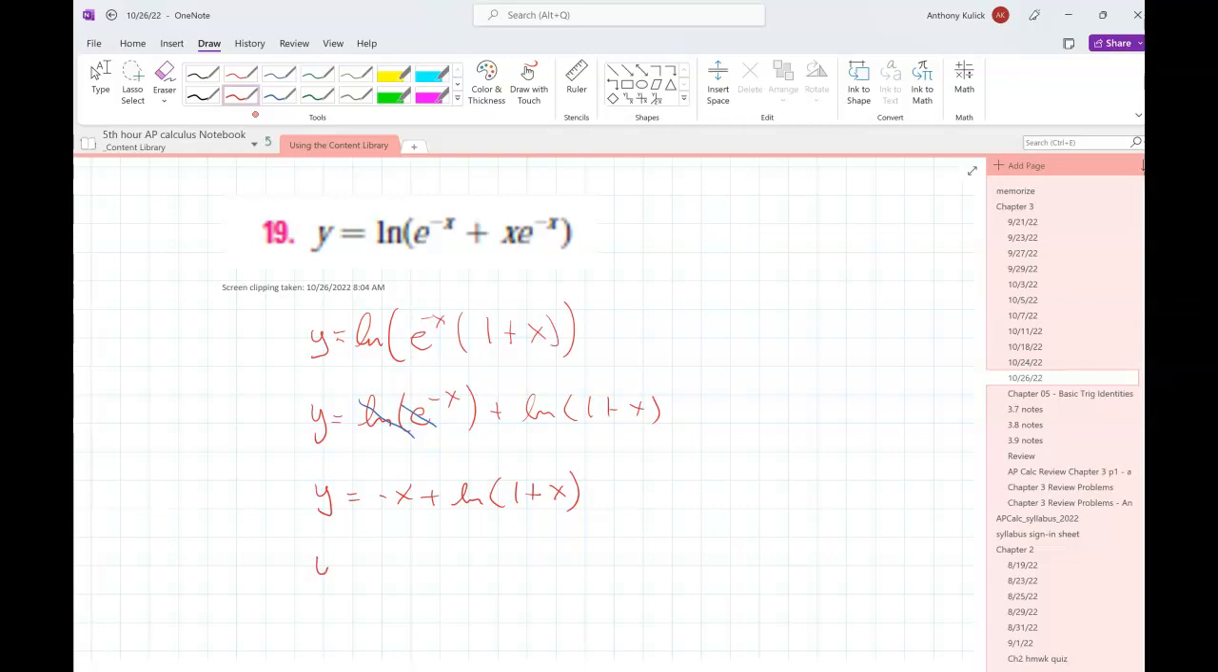If I do the derivative of negative x, it's just negative 1. Derivative of log of 1 over x, well, that's a chain rule, so it's 1 over the inside times the derivative of the inside. So just negative x plus 1 over 1 plus x. You could make a common denominator there, I suppose, if you wanted to, but I probably wouldn't bother with it.